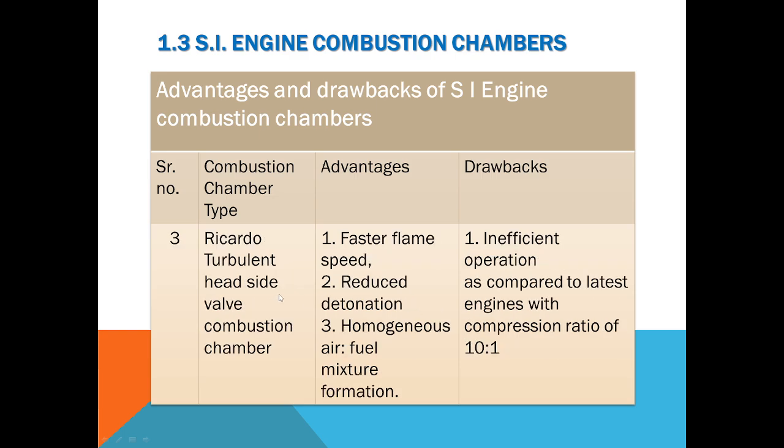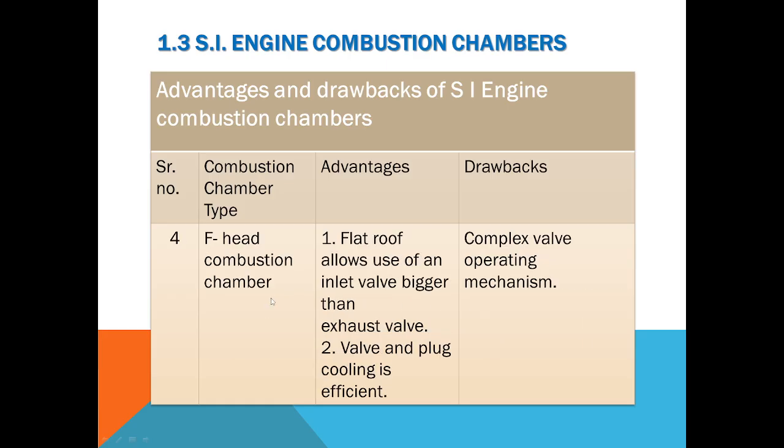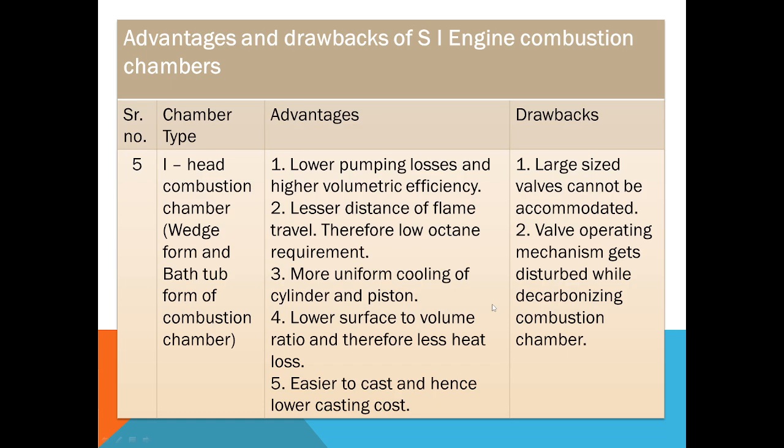Ricardo turbulent head side valve combustion chamber: faster flame speed, reduced detonation, homogeneous air-fuel mixture ratio. Drawback: inefficient operation as compared to the I-head engine with a compression ratio of 10:1. F-head combustion chamber: the flat roof allows use of an inlet valve bigger than the exhaust valve. Valve and plug cooling is efficient. Drawback: complex valve operating mechanism.